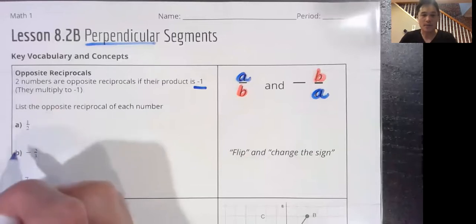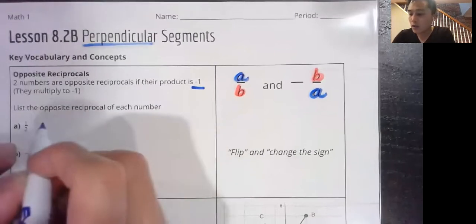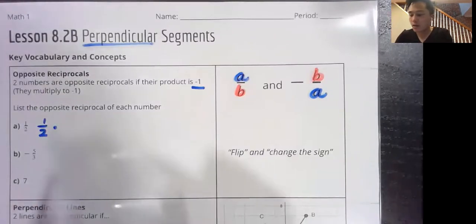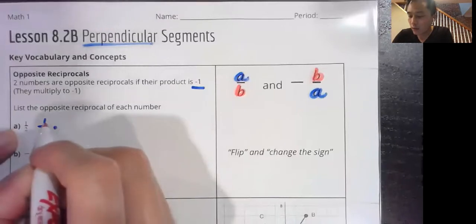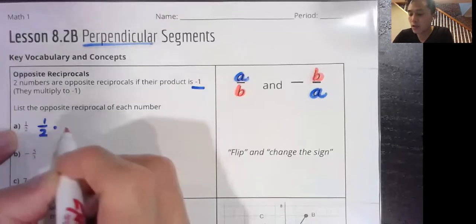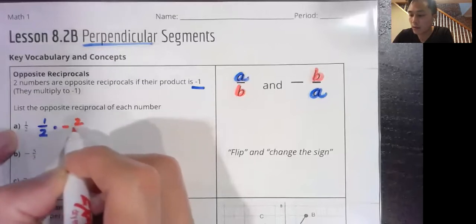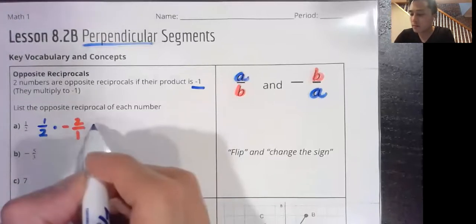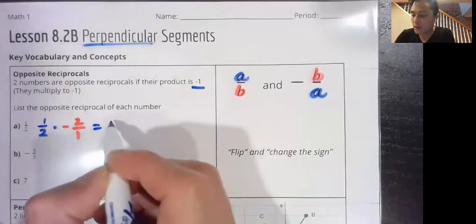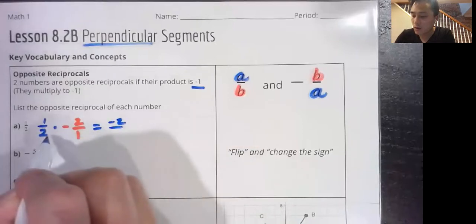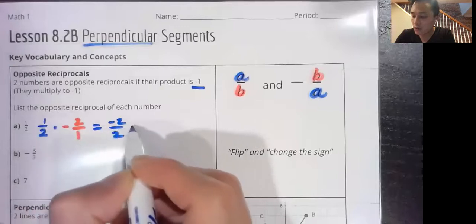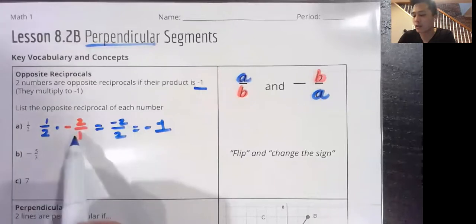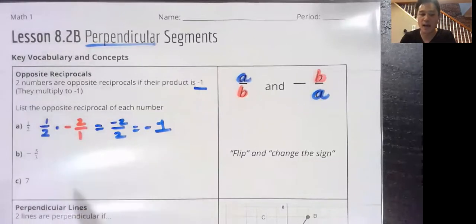1/2, what's the opposite reciprocal of that? Well, 1/2 times, if I flip the numerator and the denominator and then change the sign, so positive becomes negative, this would be -2 over 1. This is equal to 1 times -2 is -2, 2 times 1 is 2. So -2 over 2 is equal to -1. So that's why -2 over 1 is the opposite reciprocal of +1/2.